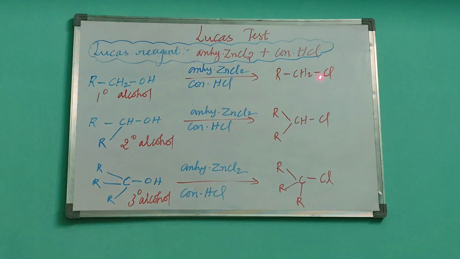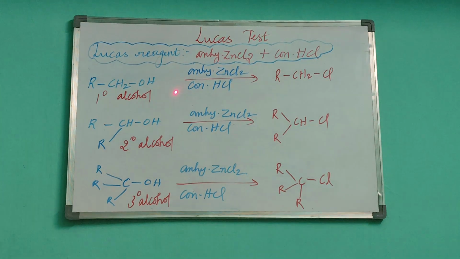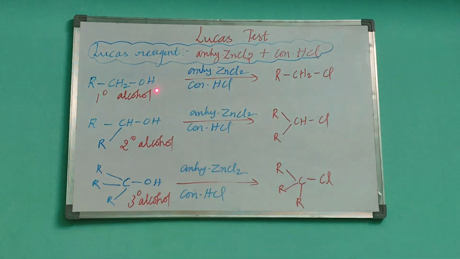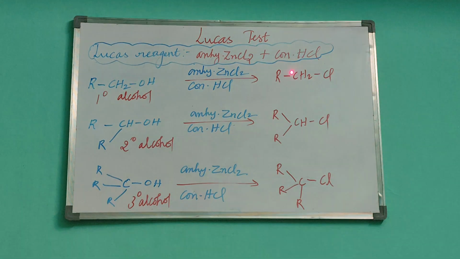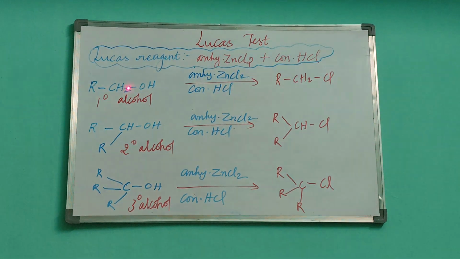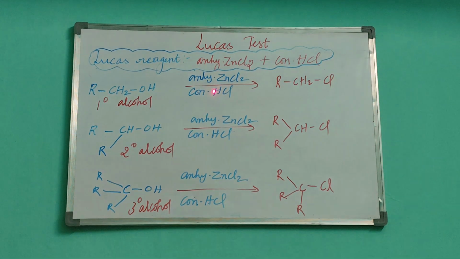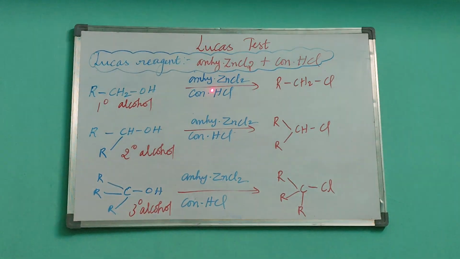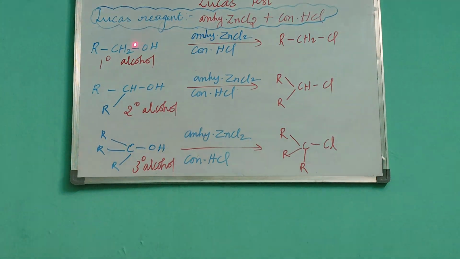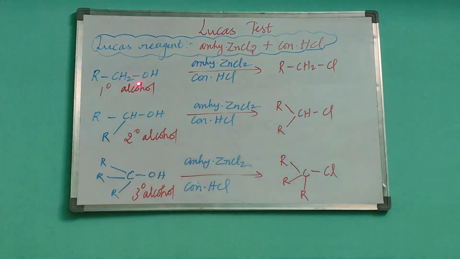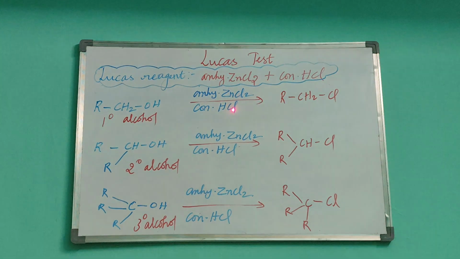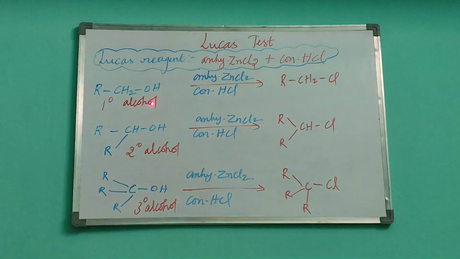The remaining part, this chlorine, is substituted in place of OH. You can write that as RCH2Cl. Remember, this hydrogen and this OH will be removed as water. It is an example of a dehydration reaction. This chlorine is substituted for this OH.